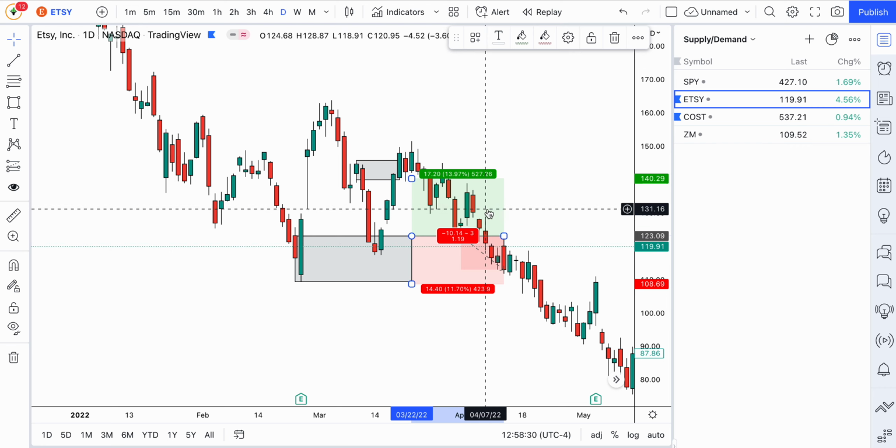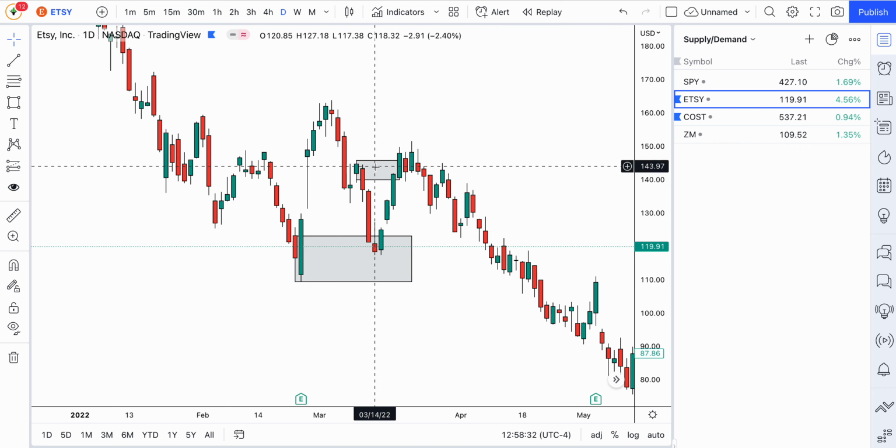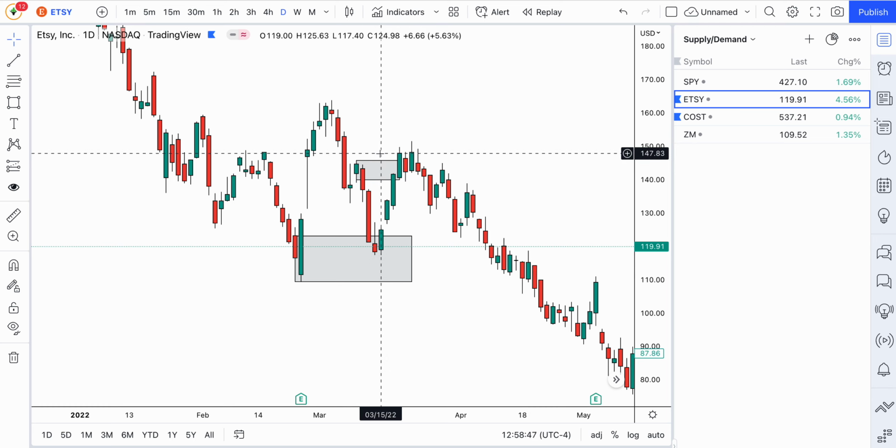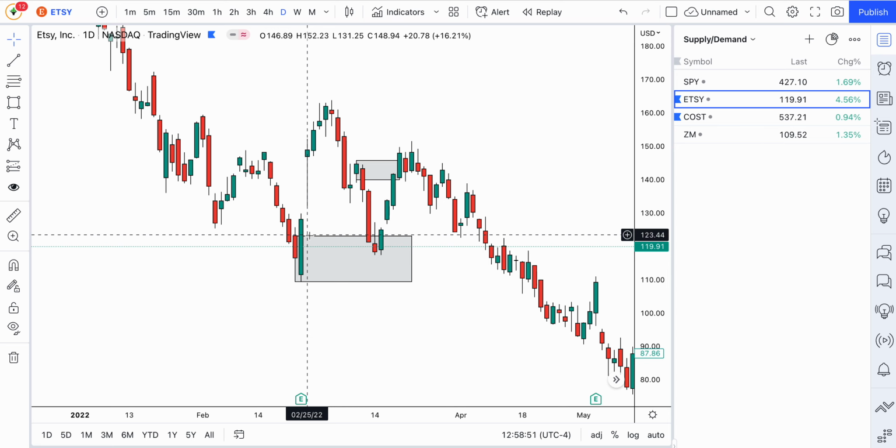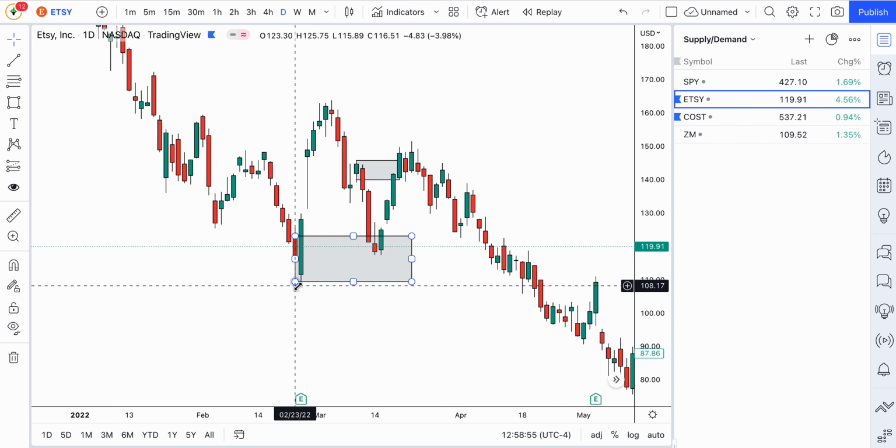Now obviously this supply zone broke. Not every supply and demand zone is going to work 100% of the time. That's just how trading is. There are a number of ways to tell when zones are not going to work. I'm going to show you that in the next few videos, but for now, for entries and exits, you just want to be getting in right as price enters and getting out if it gets below that demand zone.